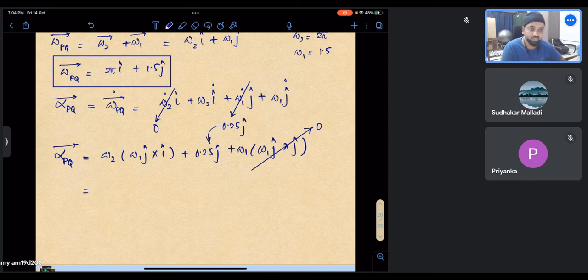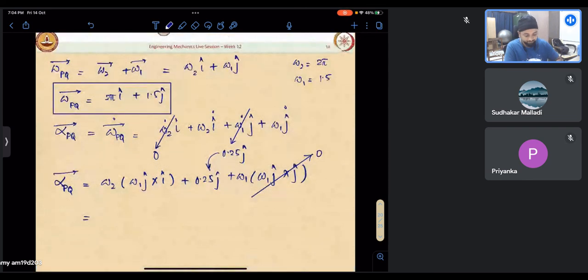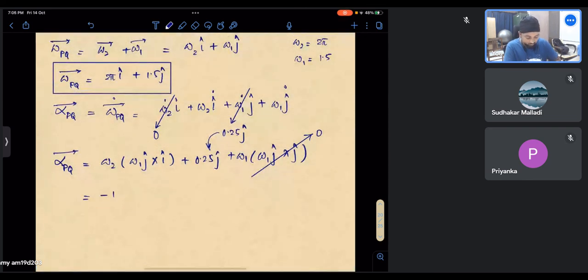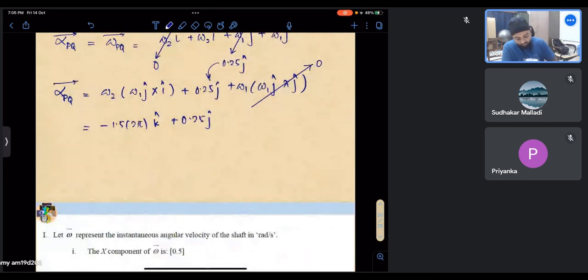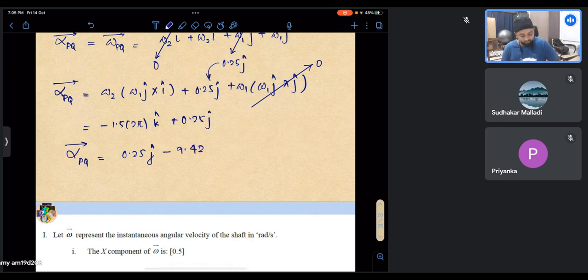So j cross i we know is minus k. So it is minus 1.5 into 2 pi k cap plus 0.25 j cap. So our alpha, the angular acceleration of that shaft, is nothing but 0.25 j, and this is 3 pi, close to 10 it will come. Yeah, minus 9.42 k cap. So we have got the angular velocity and angular acceleration of the shaft.